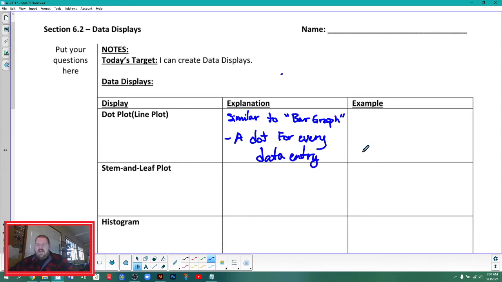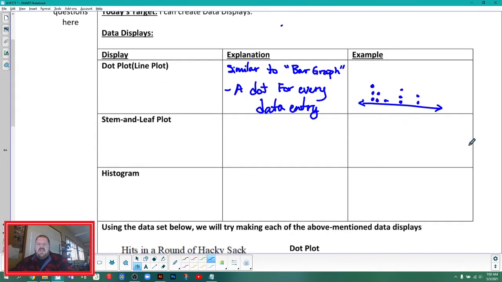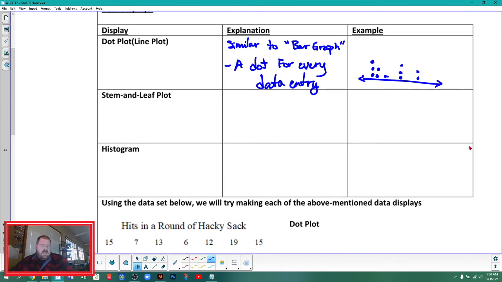As an example, a dot plot is placed on a number line, and we just put dots stacking up for every occurrence of each number. Maybe we've got a little gap and a few more. I don't want to make these difficult examples, but that would be an example of a dot plot, and we're going to try to make one of those today.